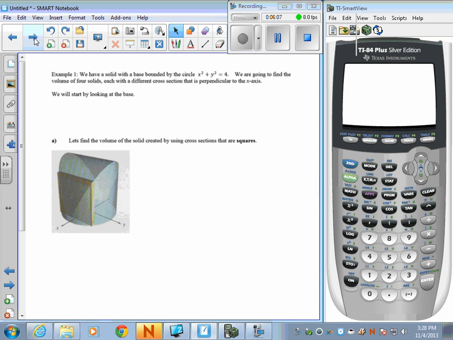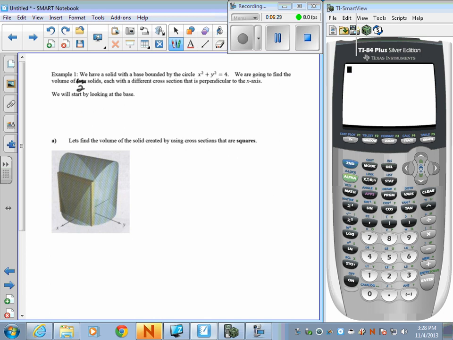We have a solid with a base bounded by the circle x squared plus y squared equals 4. And we're going to find the volume of 4 solids, each with a different cross section. I think I changed my mind on that. I think I only did 2, so sorry about that. It's only 2 solids. And we're always perpendicular to the x-axis, I think, in this example.